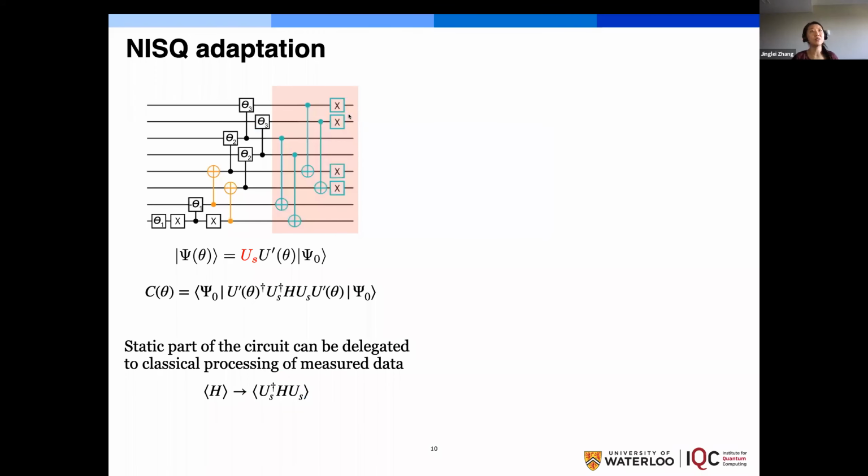Okay, so this is what we call NISQ adaptation, right? It's just simplifying the circuit to make it more accessible for the quantum processor. So here you can see the circuit that we designed in order to find the vacuum state. You can already see that it's for a chain of n equals 4. I need 8 qubits if you count them.